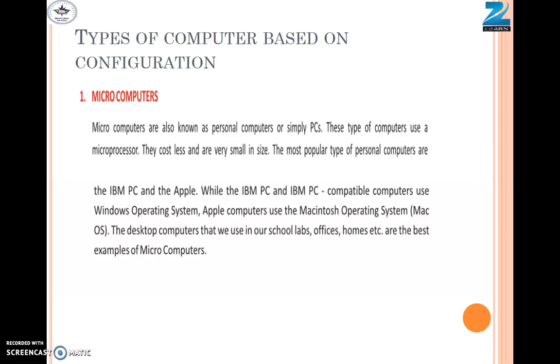Microcomputers are also known as personal computers or simply PCs. This type of computer uses a microprocessor. They cost less and are very small in size. The most popular types of personal computers are the IBM PC and the Apple. While the IBM PC and IBM PC compatible computers use the Windows operating system, Apple computers use the Macintosh operating system, Mac OS, we generally know that.